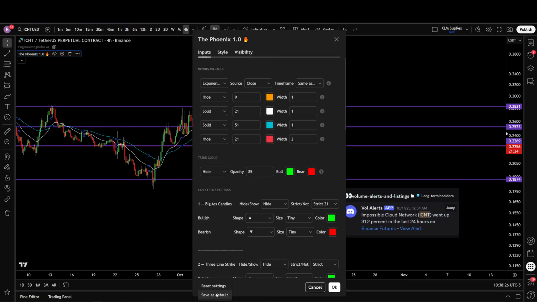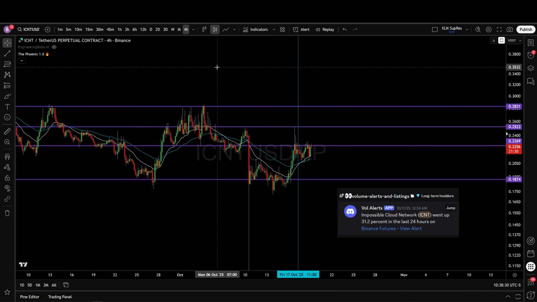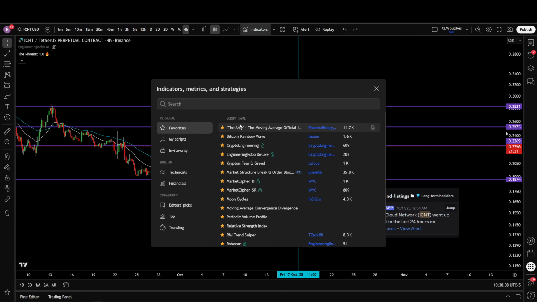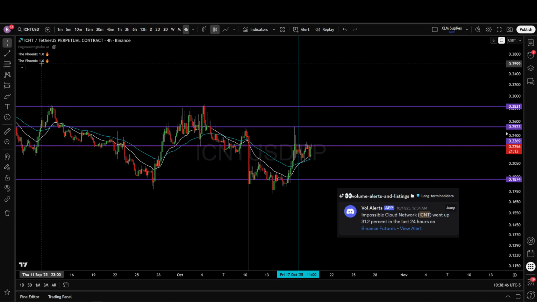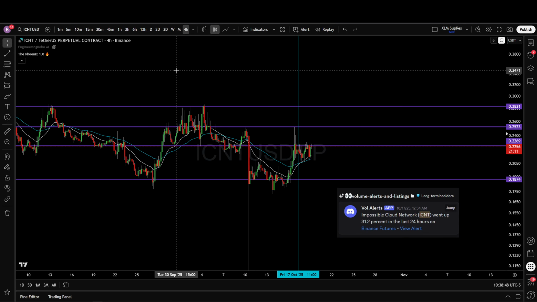Go down here and hit save as default. Once you do that, it saves it for you. And then once you want to bring it up on a chart in the future, all you have to do is go to indicators, do this little drop down right next to indicators. Actually, you do have to mark it as your favorite first. So click that little star thing next to it so it's your favorite. And then you would click here, you would click the ARTY on your favorite indicators, and bam, it's all ready to go for you on the next chart.